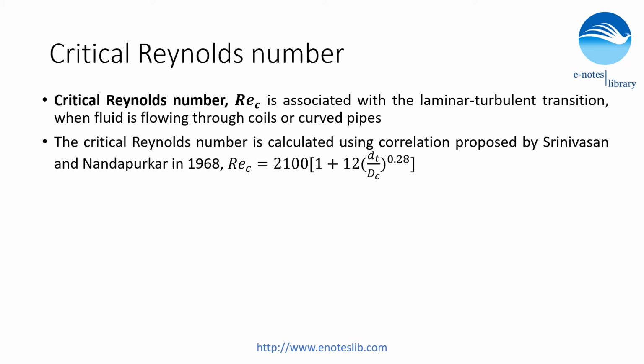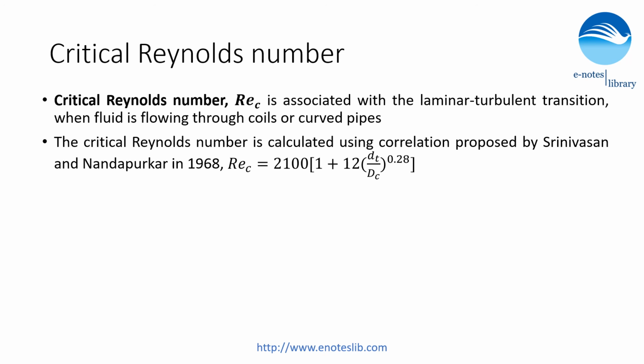Till now, there is no standard formula for the calculation of critical Reynolds number. It is basically calculated using experiments. So critical Reynolds number is calculated using correlations proposed by different authors. Here we have presented one empirical correlation which is given by Srinivasan and Nandapurkar in 1968. Here critical Reynolds number is given by 2100 multiplied by (1 plus 12 dt over dc) raised to power 0.28.